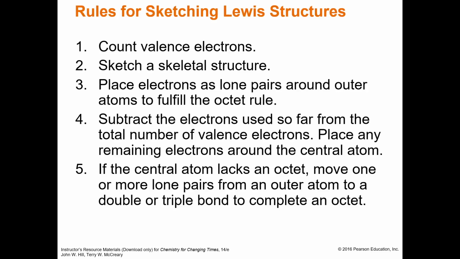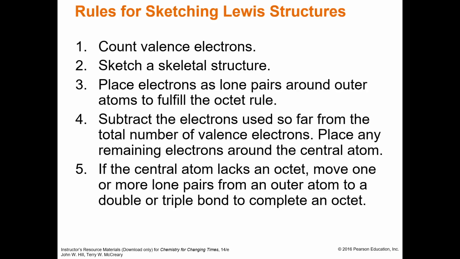Second step is sketch a skeletal structure. So you'll put the atoms together with single bonds between. Step 3, place electrons as lone pairs around outer atoms to fulfill the octet rule. So you fill in the atoms on the outside, leaving the one in the center alone. Step 4, subtract the electrons used so far from the total number of valence electrons. Place any remaining electrons around the central atom. So you figure out how much you have left, and then you put those on the central atom.